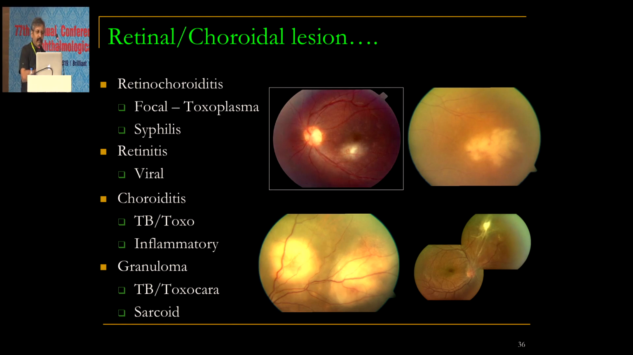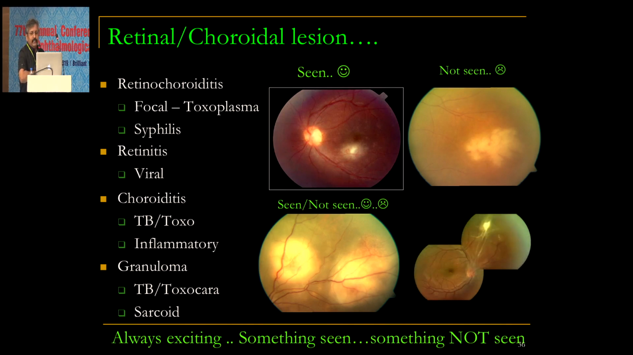Choroiditis can be infective or inflammatory because we have something called white dot syndromes, which are choroiditis. If it is choroiditis, maybe you should think of inflammatory conditions. But if it is retinitis or retinochoroiditis, you are very sure that it is infective, except in Behçet's, where you can have retinitis. That is for practical sake. Otherwise, then you have granuloma.